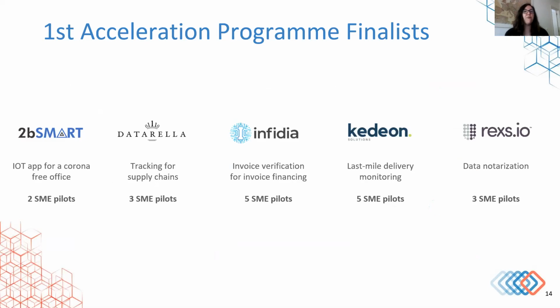Here are our top 5 startups from our first acceleration program. As you can see, they range from blockchain applications to monitor corona tracking, more related to supply chain, but also invoices and smart contracts, and also data notarization. With us today, for instance, we have Datarella, which is the tracking for supply chains, and they have implemented 3 pilots, one of them with GoLimpets, the end user SME that we also have here today with us.